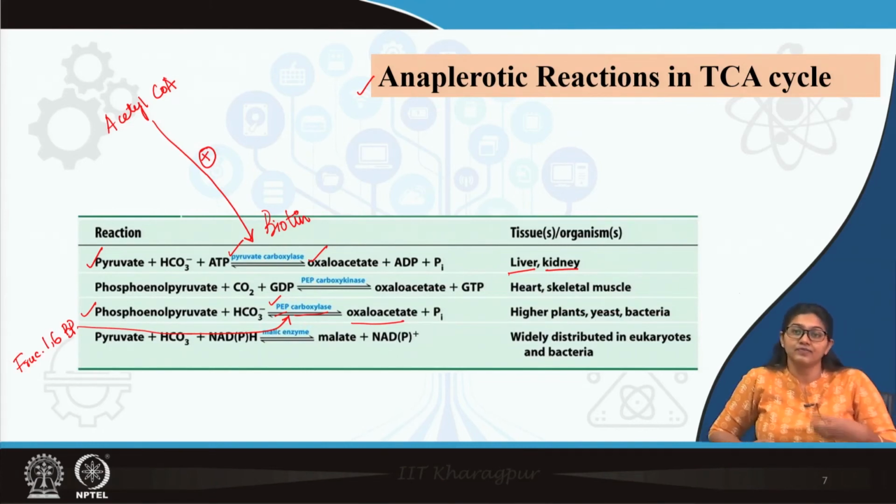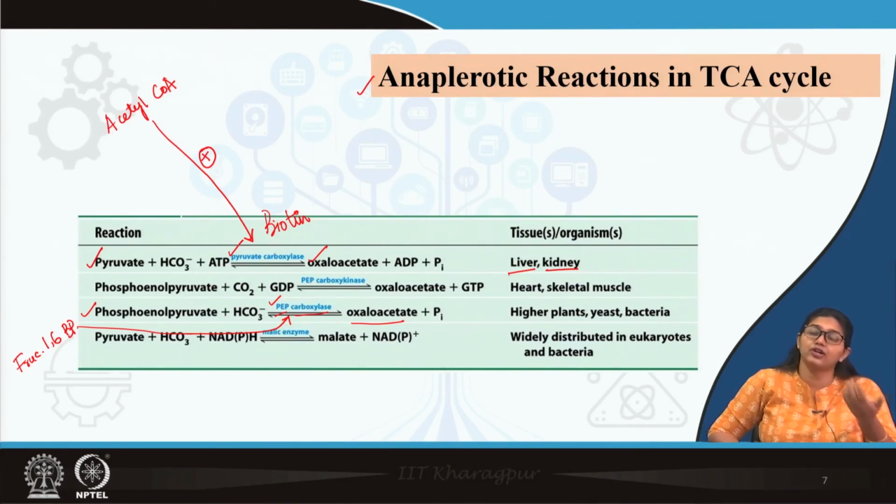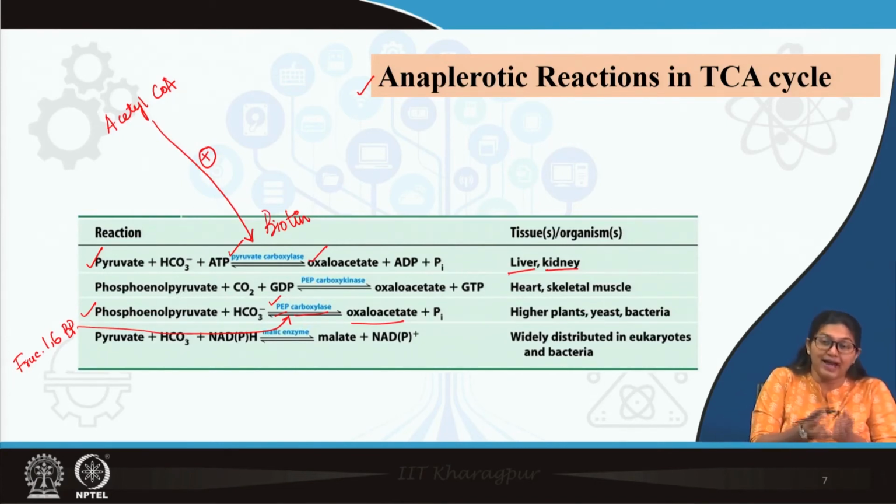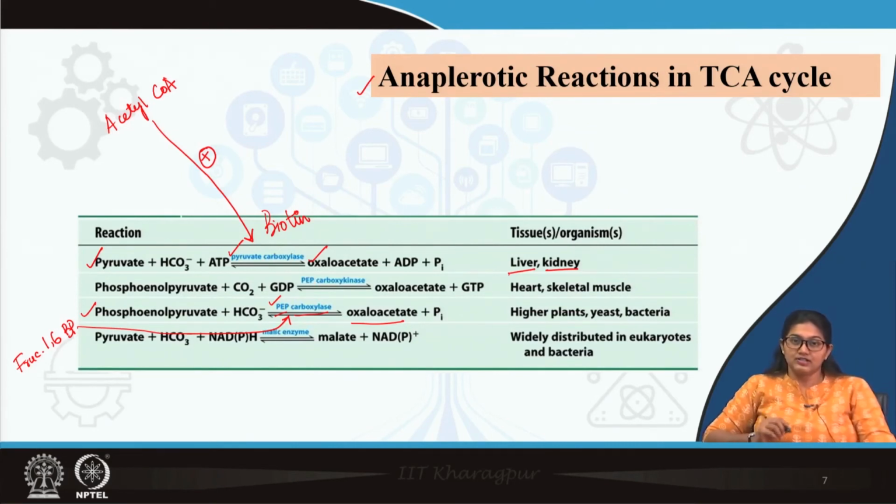So, whenever there is accumulation of the intermediates of glycolysis or even acetyl coenzyme A, they influence this anaplerotic reaction in such a way that the used up intermediates of the TCA cycle are replenished, to utilize the piled up intermediates of glycolysis or the TCA cycle. So, it basically balances the cycle. So, these are the important anaplerotic reactions.